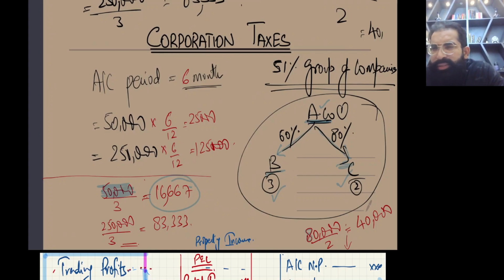But again, I would say the logic is not useful for you. I just give logic, it's my habit. Otherwise, keep this thing very simple. Corporation tax limits are apportioned because of two reasons. Number one, if your accounting period is less than 12 months, then you need to apportion. Number two, if you are part of a 51% group of companies, then you need to apportion. These are the two reasons why we apportion the limits.